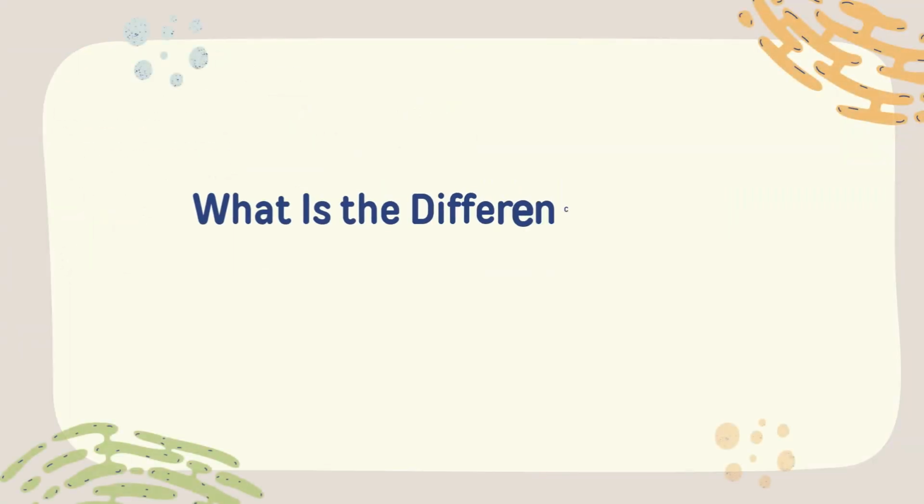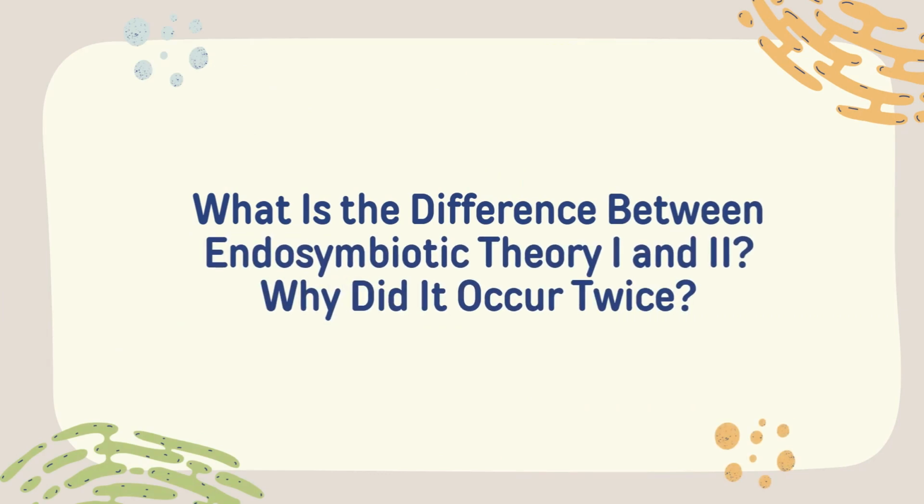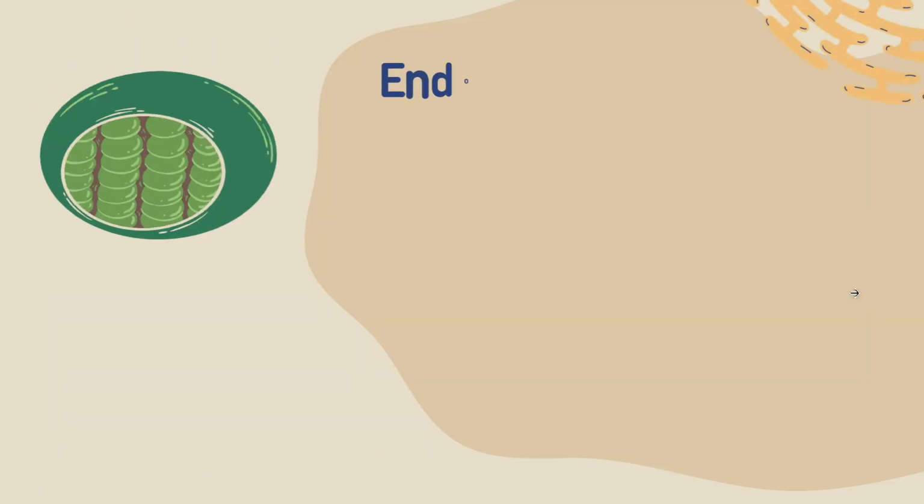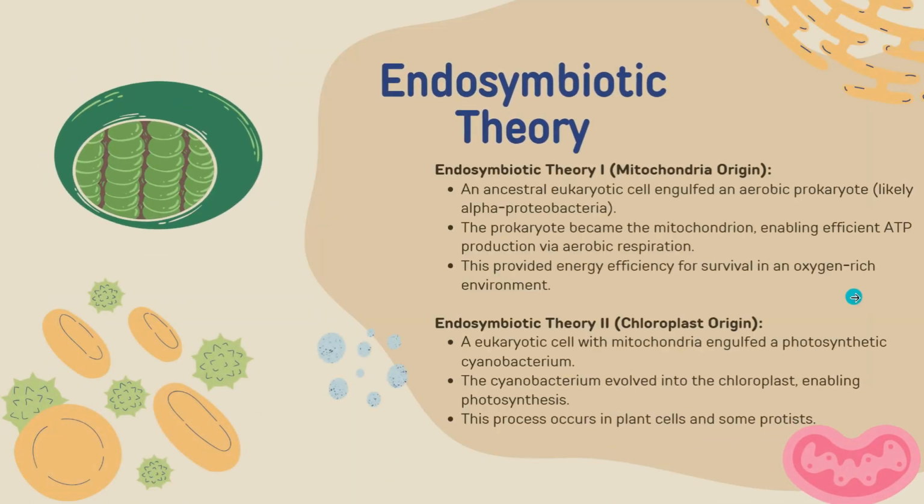Now let's take a closer look at the two key events that led to the formation of mitochondria and chloroplasts. The first event, endosymbiotic theory, occurred when an ancestral eukaryotic cell engulfed an aerobic bacterium, likely an alpha-proteobacterium. This bacterium eventually became the mitochondrion. With this new partnership, the host cell could efficiently produce ATP using oxygen through aerobic respiration, which was essential as oxygen became more abundant in the environment.